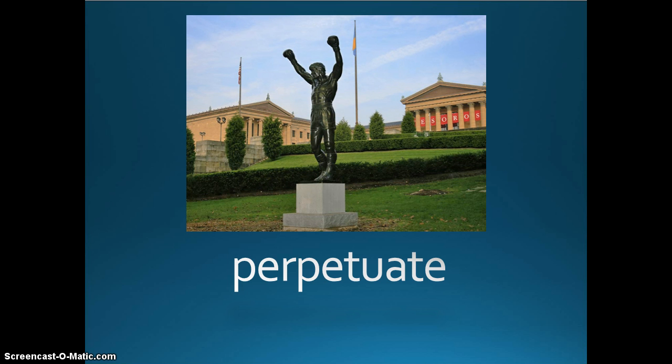Next one is perpetuate. Perpetuate's a verb, second syllable is accented. It means to make permanent or long-lasting. Okay, so this is perpetuating the movie Rocky. There's that statue by the art museum, by the steps where he jogs up the stairs in the movie. I don't know if that's bronze or some other kind of metal, but it's forever and it's permanent, long-lasting.